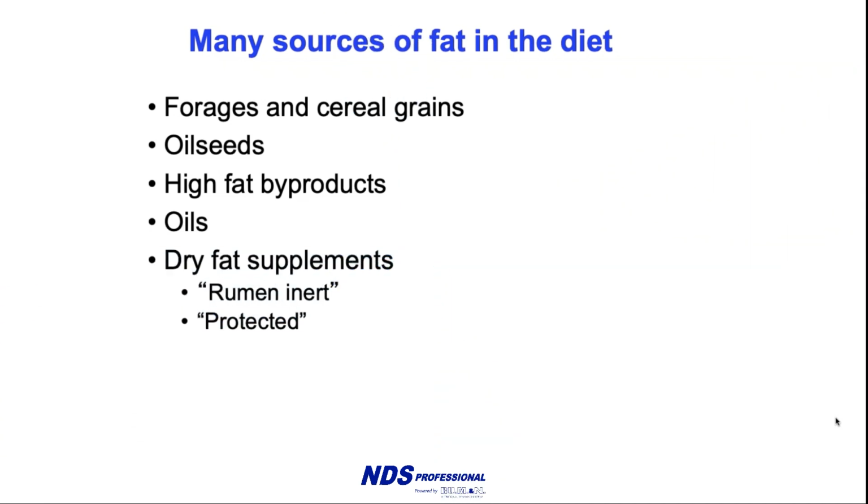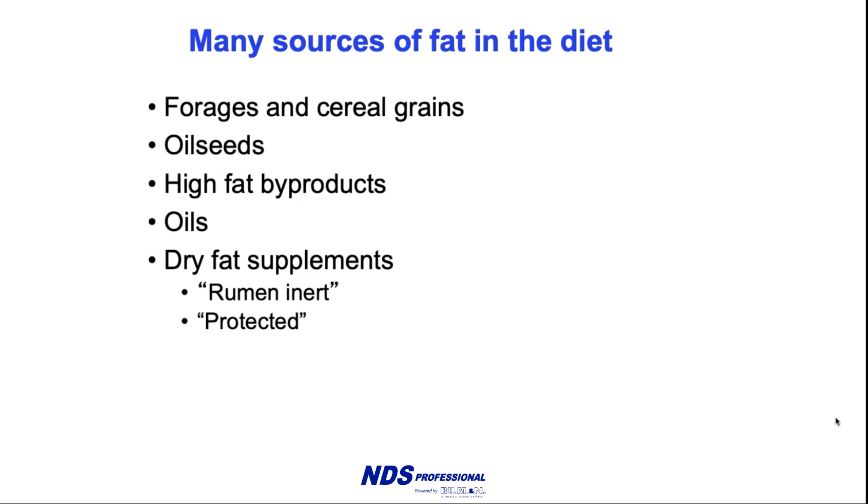Great. Hello, thank you for having me. I just wanted to give some background on how I think about fatty acids in a diet. When I'm evaluating a diet for fatty acids, I always want to start with the basal diet and then work up through our ingredients. We start out with our forages and cereal grains that, even though they're low in fat, make up a large part of our diet. So they bring in a considerable amount of fat.